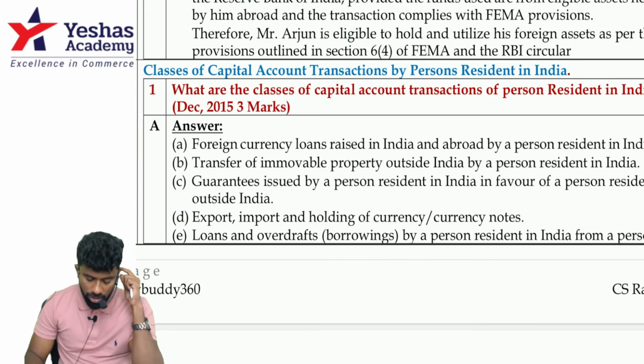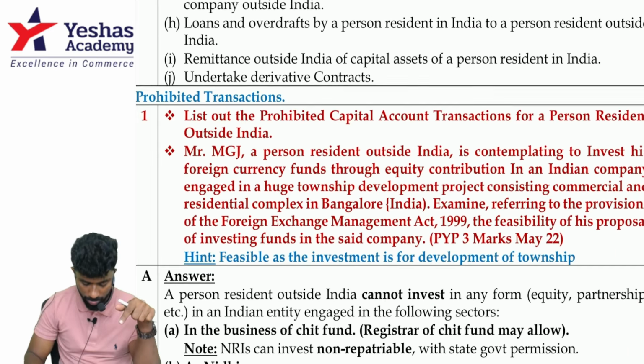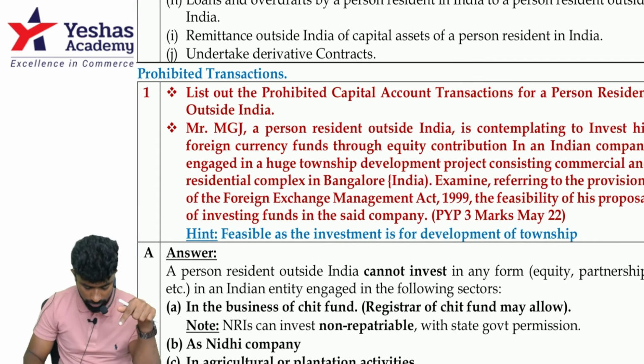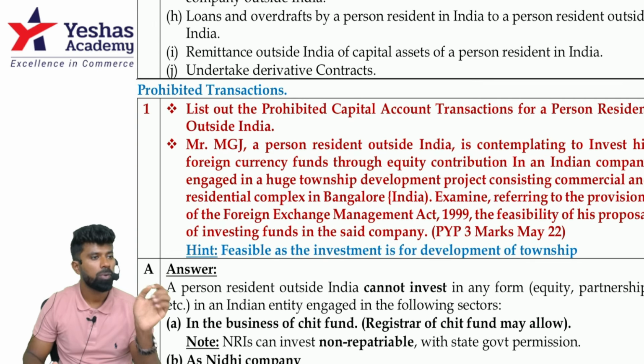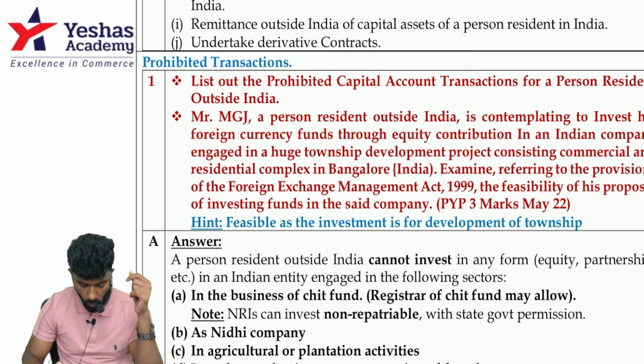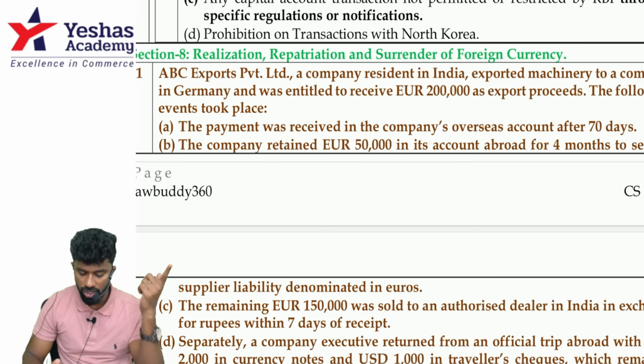Next we have classes of capital account transactions by person resident in India. Prohibited transactions. Remember prohibited transactions? Prohibited capital account transactions. Can you answer? Yes or no? Then there is realization, repatriation, and surrender.